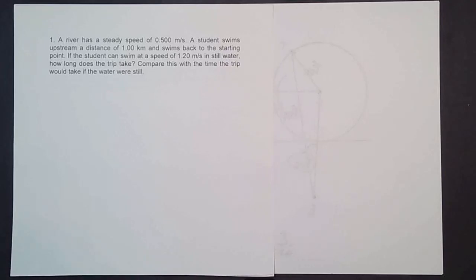Let's do a couple of example problems for relative motion. The first one is a one-dimensional problem. We have a river that has a steady speed of 0.500 meters per second. A student swims upstream a distance of 1.00 kilometers and swims back to the starting point.